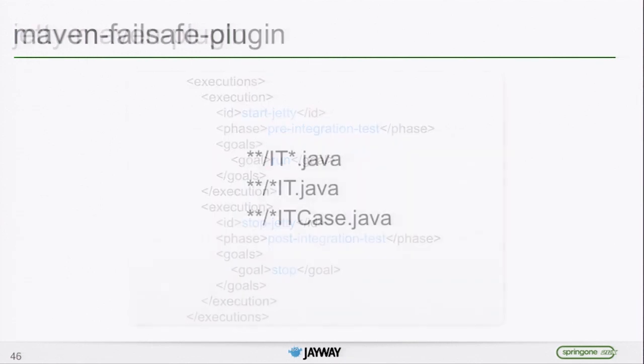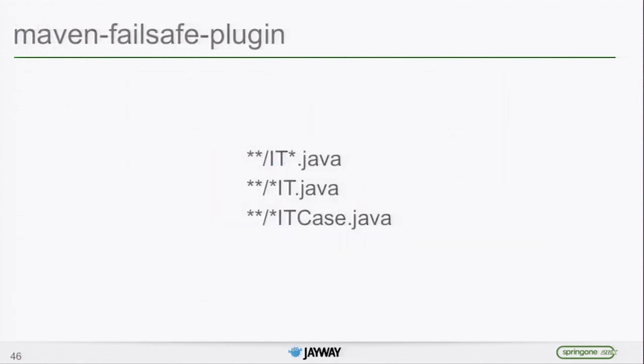Apart from that, since we now have two different kinds of tests, we have the unit tests that execute in the test phase, and we have the integration tests that execute in the integration test phase. We need a way of distinguishing between them, because if you're trying to execute the integration tests in the normal test phase, well, there's no app server for you, so those tests will fail.